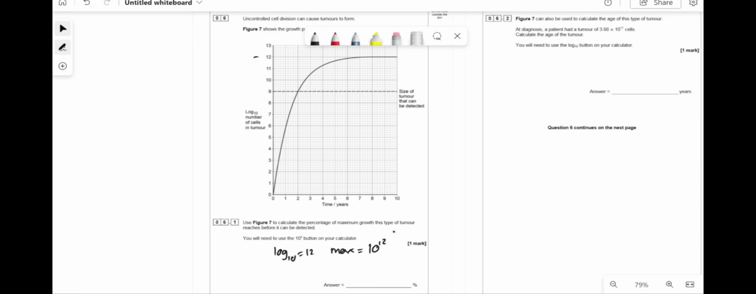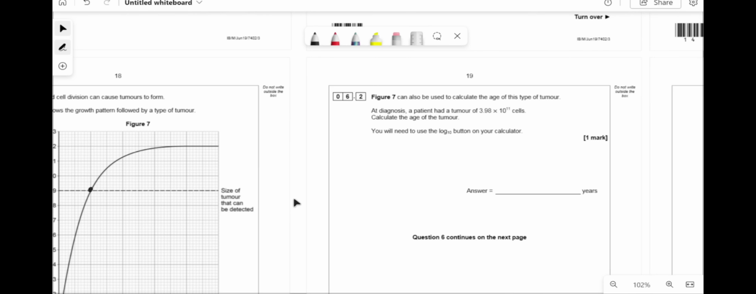And the maximum growth this tumor reaches before it can be detected is about 9. So that's going to be 10 to the 9. So you're going to do 10 to the 9 over 10 to the 12, times that by 100, which gives you 0.1%.